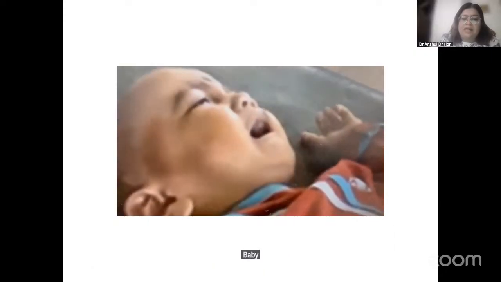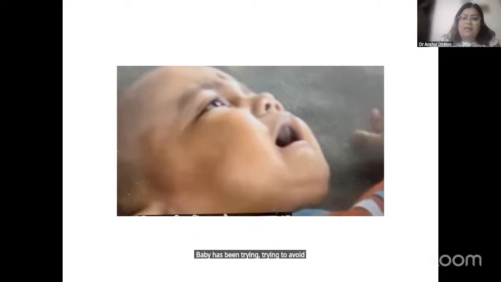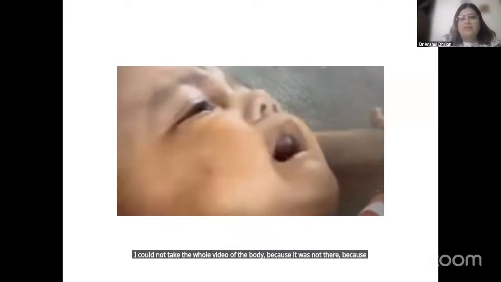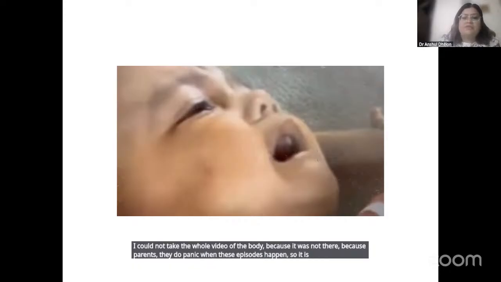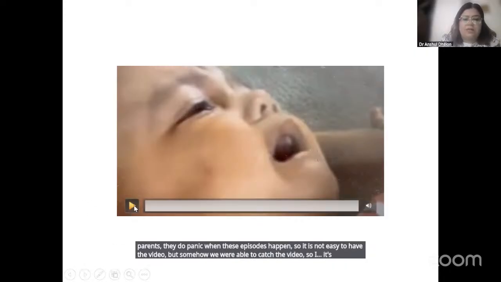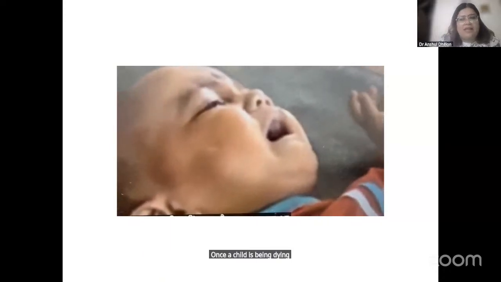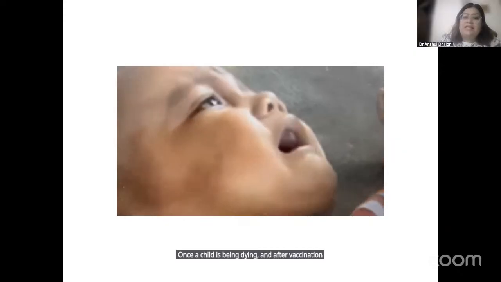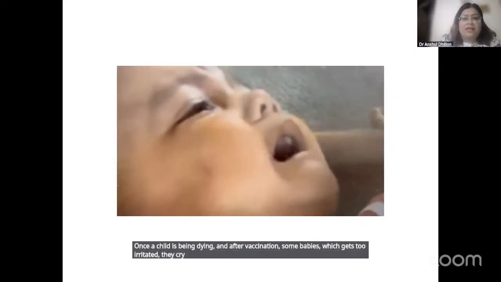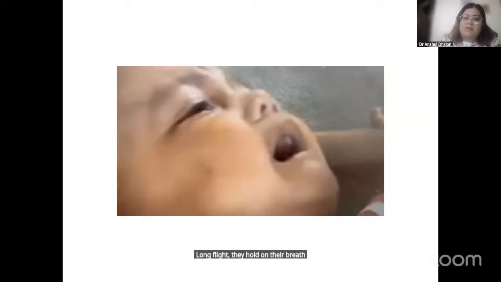Baby has been crying, crying, crying. Now has stopped breathing with his lips turned blue. I could not take the whole video of the body because parents do panic when these episodes happen, so it is not easy to have the video, but somehow we were able to catch the video. It's not a very good video, but once a child is crying, and of course after vaccination, some babies get so irritated, they cry a lot and following that prolonged cry, they hold on their breath, their lips turn blue, and the baby is sick.